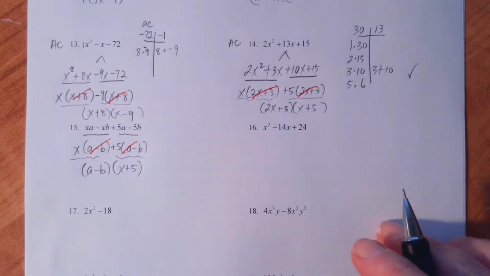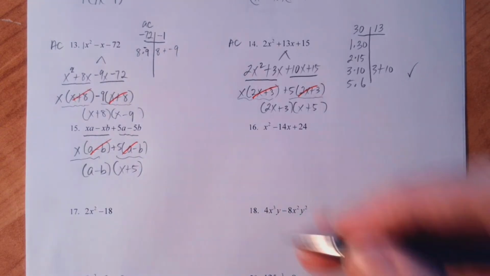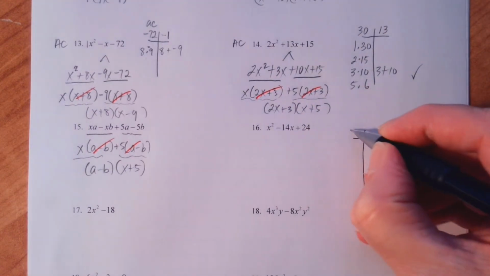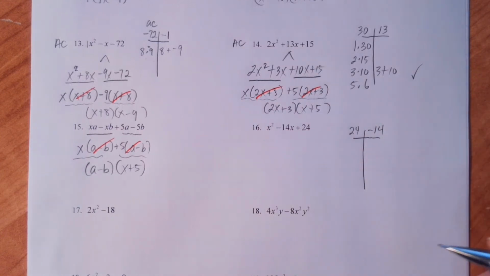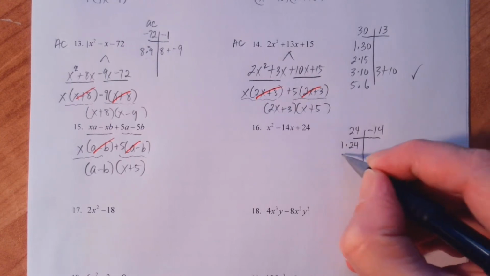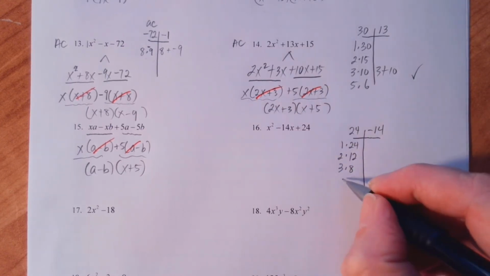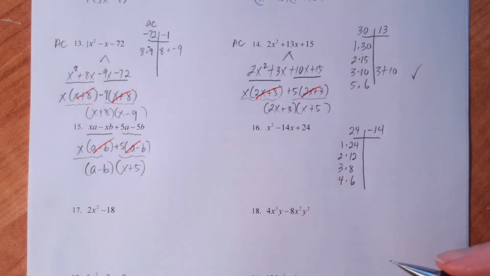All right, looks like we're on a roll here. 16 is very similar to what we did in 13. So we need two numbers that multiply to 24 here and add to negative 14. So again, I could be very systematic here. I'm going to go ahead and write down all the factors of 24. And as you're doing that, you might need a calculator as you go.